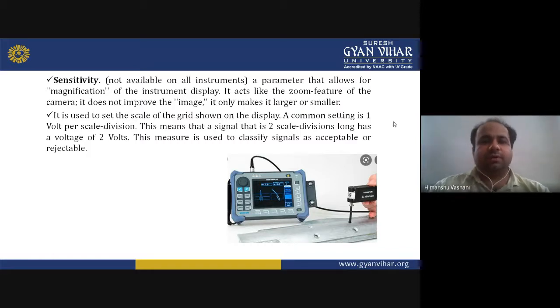The display is there on the screen. Now the grid is on the screen on the display. Then this measure is used to classify signals as acceptable or rejectable. Okay, so the sensitivity is not available on all instruments, that is the first thing. So it depends upon the instrument, whether it has that parameter feature or not.